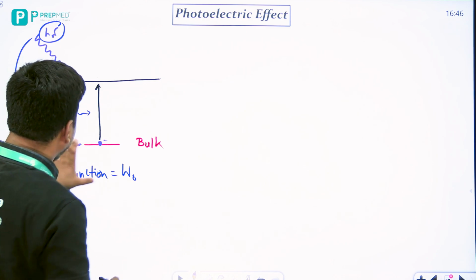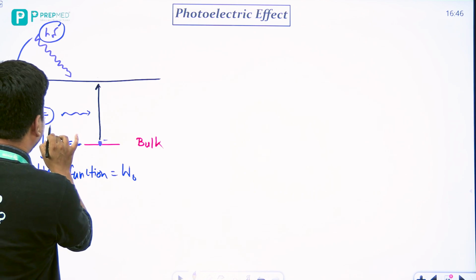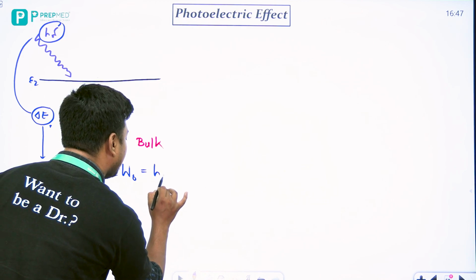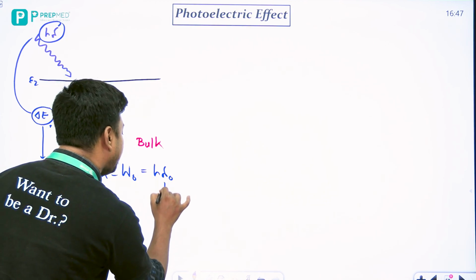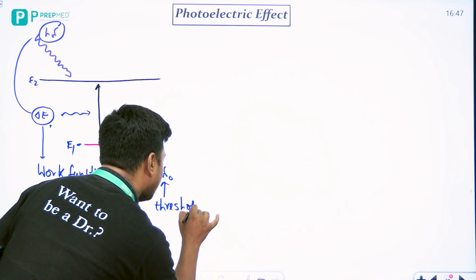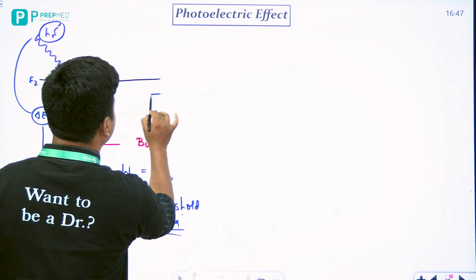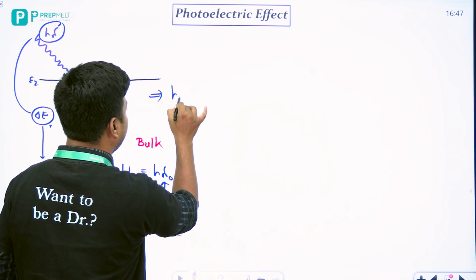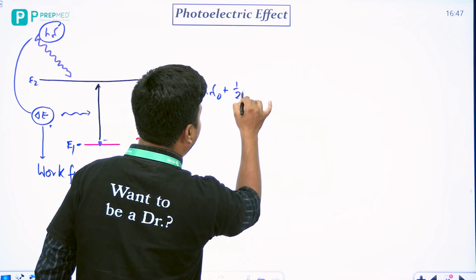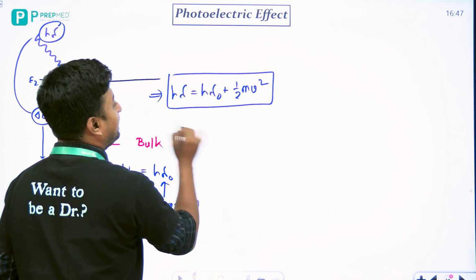Definitely, in order to make this jump from E1 to E2, this work function will be associated with a frequency, so we can write it as h nu 0, and this frequency is called your threshold frequency. So revising the equation of your photoelectric effect, we can write h nu is equal to h nu 0 plus half of mv square. This is known as the photoelectric equation.